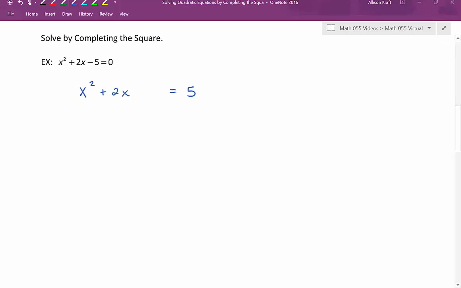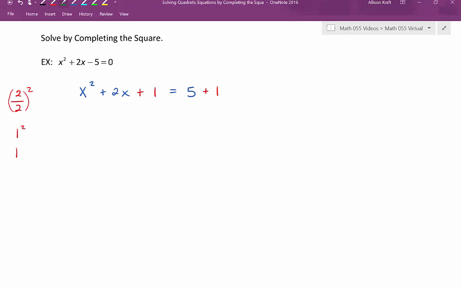To create our perfect square trinomial, we want to add b divided by 2 squared to both sides. In this example, our b value is 2, so we're going to take 2, divide it by 2, and square it. 2 divided by 2 is 1, squared is 1, so we're going to add 1. And we know we need to do it to both sides of our equation to keep it equal.